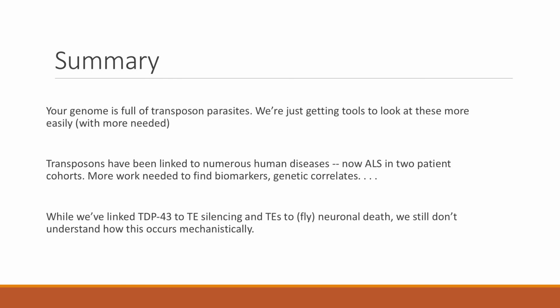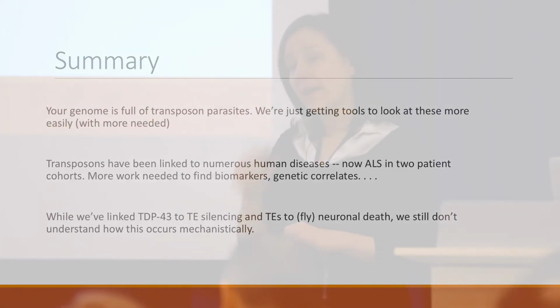More work is needed to find biomarkers early because all of the samples that we're looking at are autopsy samples at the end stage of the disease, and other genetic correlates that go along with this. And while we've linked TDP43 to TE silencing and TEs to neuronal death in flies, we still don't understand how this occurs mechanistically in human cells with a human immune system and whether that's really relevant. So those are the things that we're continuing to work on.